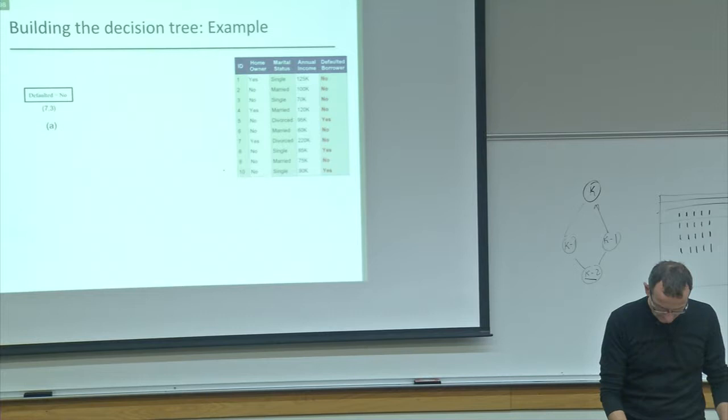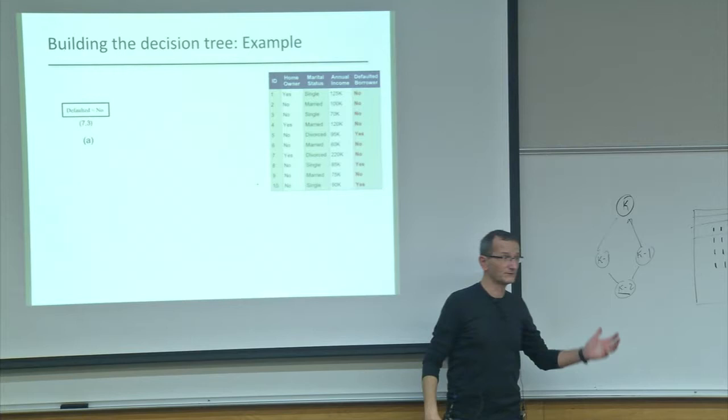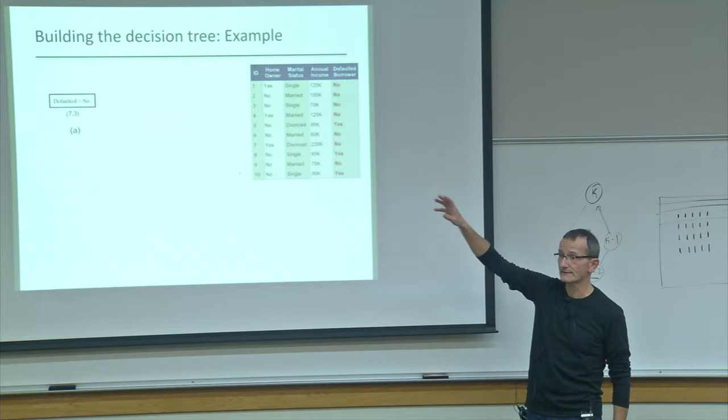So let's walk through an example. Usually with decision trees, you start with an empty decision tree in which you have some sort of default prediction, and the default prediction tends to be the majority of your class labels. So the simplest decision tree I can build is one that has just a single leaf node and predicts the majority class. Since in this case it's going to be no.